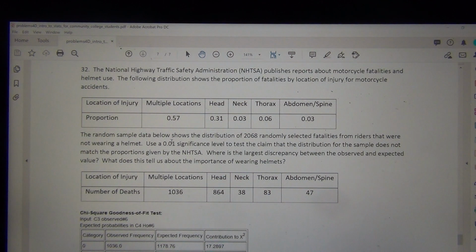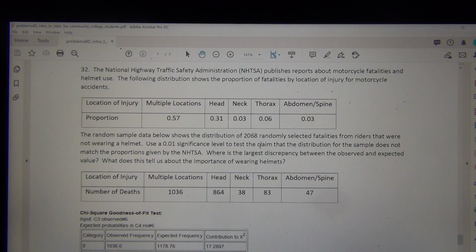So let's look at the problem. This is the section on goodness of fit tests, and it looks just like a goodness of fit test. We basically have some data. The National Highway Traffic Safety Administration, NHTSA, publishes reports about motorcycle fatalities and helmet use. The following distribution shows the proportion of fatalities by location of injury for motorcycle accidents. The NHTSA is indicating that about 57% of fatalities are multiple locations, 31% are from the head, 3% for neck, 6% from thorax, and 3% from abdomen or spine.